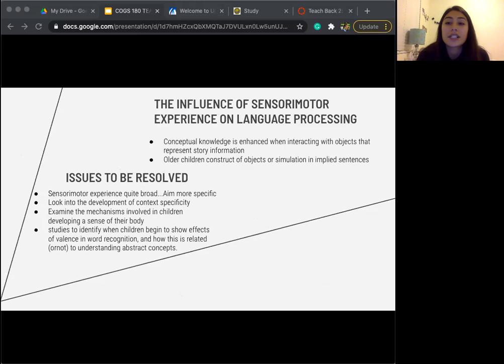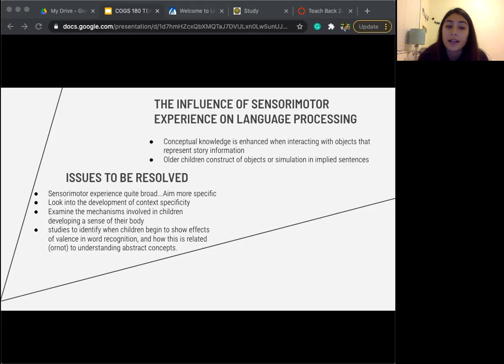For this next section, the influence of sensory motor experiences on language processing talks about the comprehension of the story and how well children are able to recall the stories and their events. It's found that conceptual knowledge of the whole story was enhanced when interacting with objects that represent the story information. And older children construct objects or simulations in implied sentences as well.